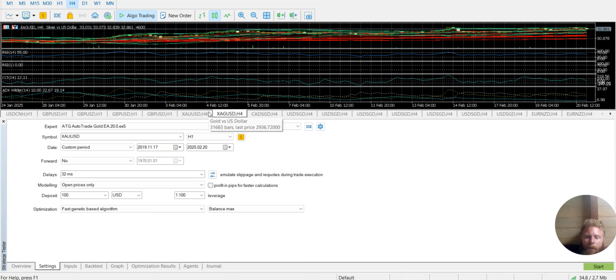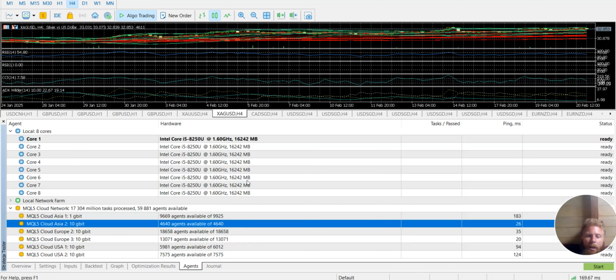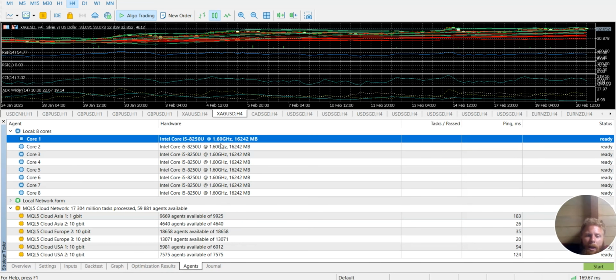Hi traders, today is a rainy day here in the rainforest, and rainy days are amazing to do some optimizations, and so many of you asked about the cloud optimization, how to do it in MQL5. And as you can see, basically I don't have a very powerful laptop.